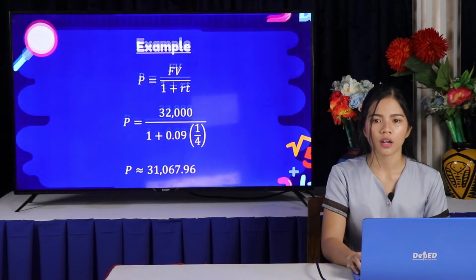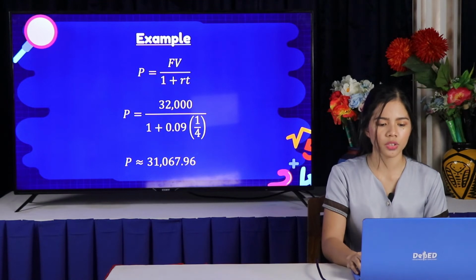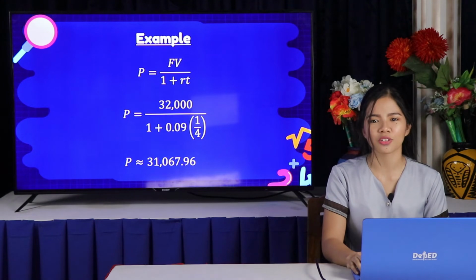P is equal to 32,000 over 1 plus 0.09 times 1/4. P is approximately equal to 31,067.96 pesos. Thus, 31,067.96 pesos right now is equivalent in some sense to 32,000 pesos in 4 months.